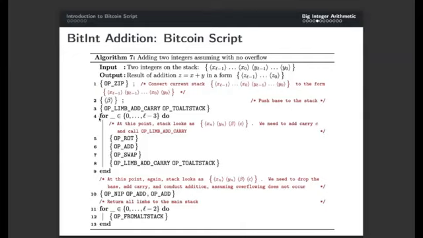But on the high level, this is essentially what we are doing. On each step, we have 2 limbs, xn, yn. Then we have the carry c. And what you're doing is adding xn and yn. In case overflow occurs, you subtract 2 to the power of 30 and set c to 1. And this is encapsulated into the OP_LIMB_ADD_CARRY opcode, for which we also provided an implementation in the paper.